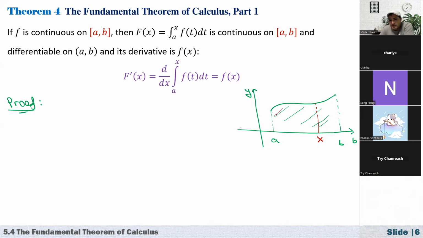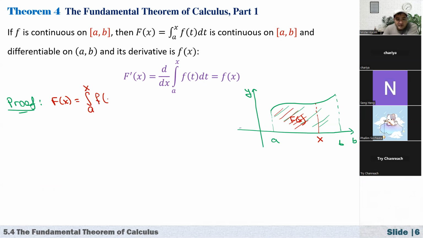Now how can I find the area of this one? The area of this part, this red shaded region under this curve, depends on the value of X, right? So the area depends on the value of X, and it will be capital F of X. Then what is F of X? This capital F of X will be equal to the integral from A to X, and here we have f.